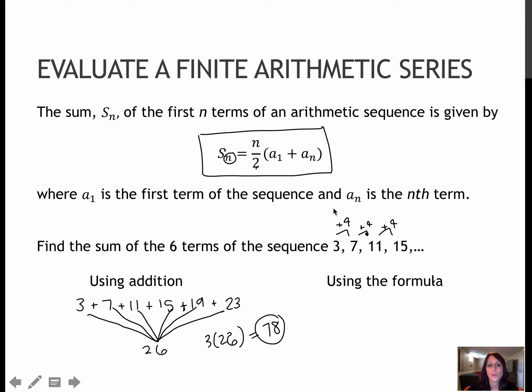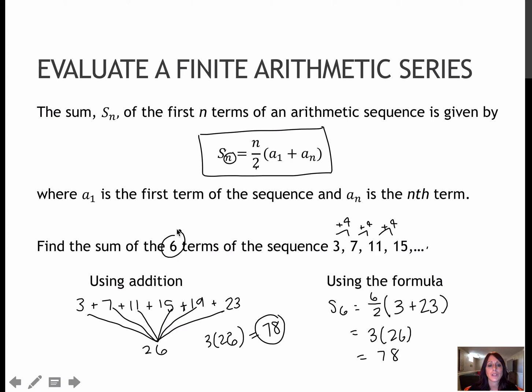Now, using the formula, again, I have S sub 6 is 6 over 2. The first term was 3. The 6th term we would of course have to find, and we've already found that it is 23. And that gives me 3 times 26, which gives me 78. So this is the easiest way to go.